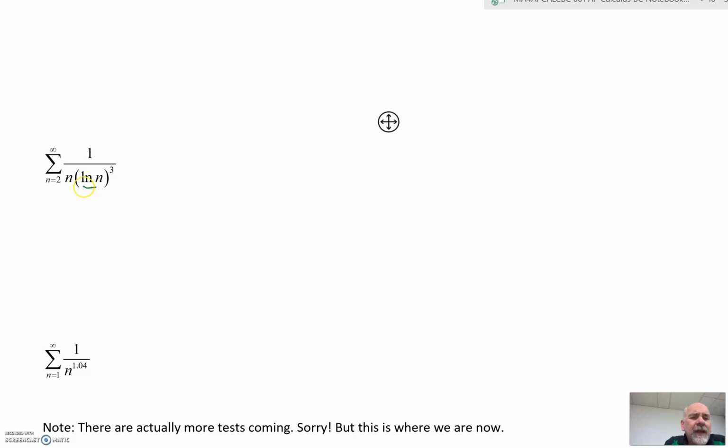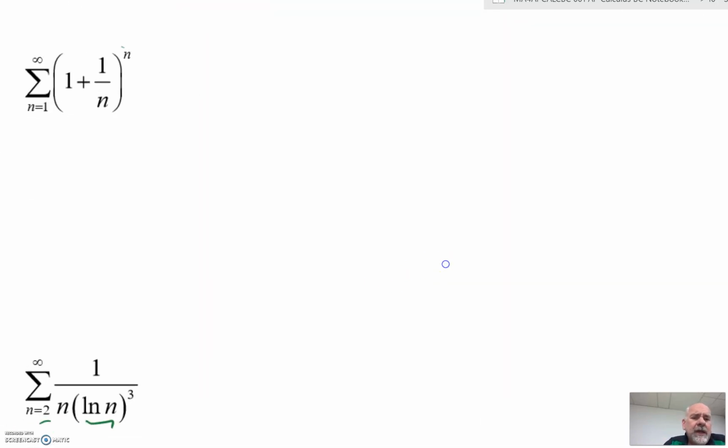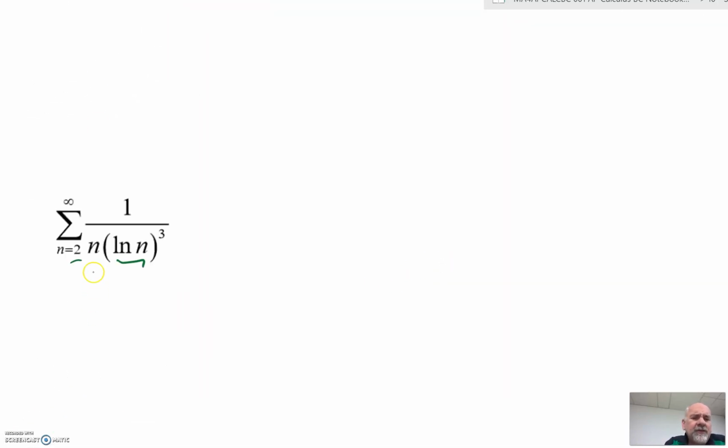So natural log of n is just a number. And notice I started at 2 because that way I avoided natural log of 1, which would put a 0 in the denominator. So it'll be natural log of 2, and then we'll have a 2 here, and then natural log of 3, and then we'll have a 3 there. That denominator is just getting bigger and bigger as n increases, which n is going to do. So this thing is definitely decreasing.